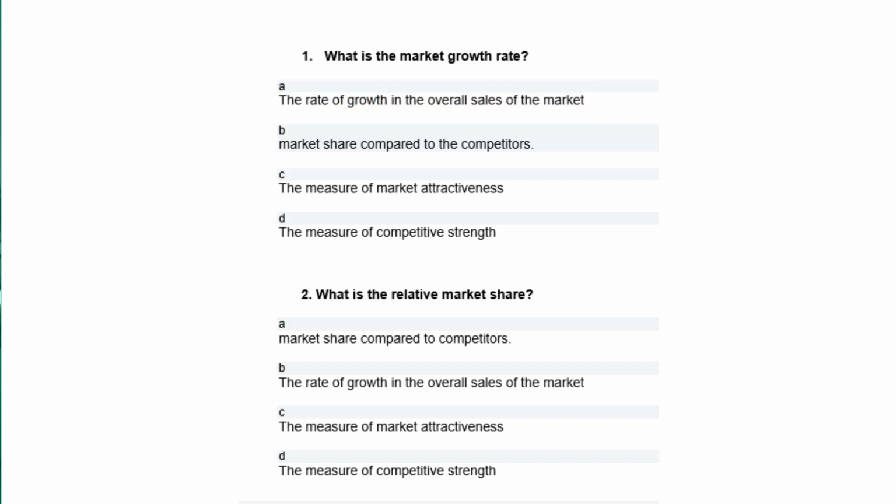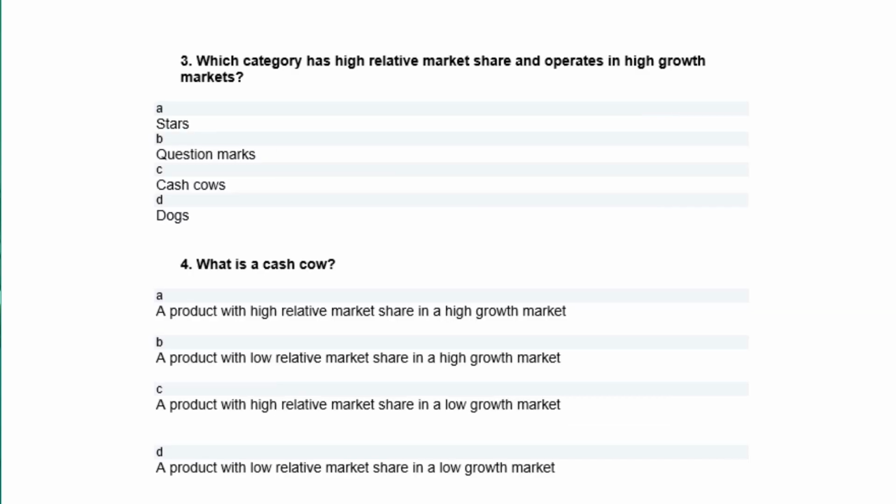What is the relative market share? Compared to competitors, the rate of growth in the overall sales of the market, the measure of market attractiveness, or the measure of competitive strength? Again, the answer here is A. Again, it's the market share compared to competitors. Which category has high relative market share and high growth market? Stars, question marks, cash cows, dogs. Again, the key here is with high and high. The answer again is A, stars.